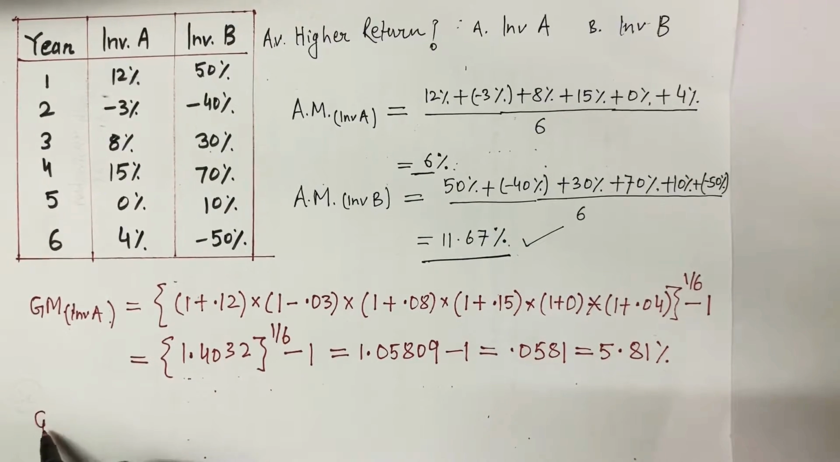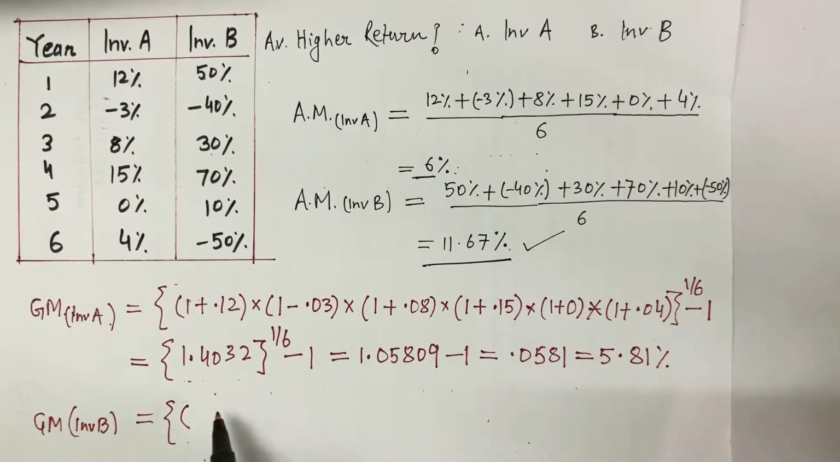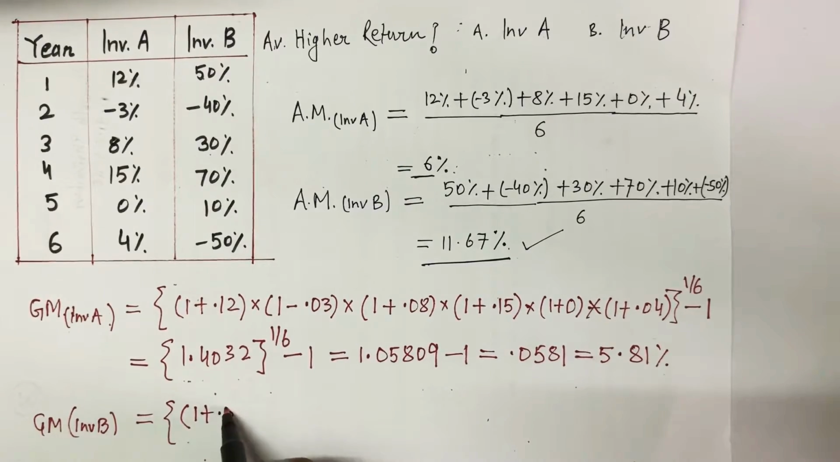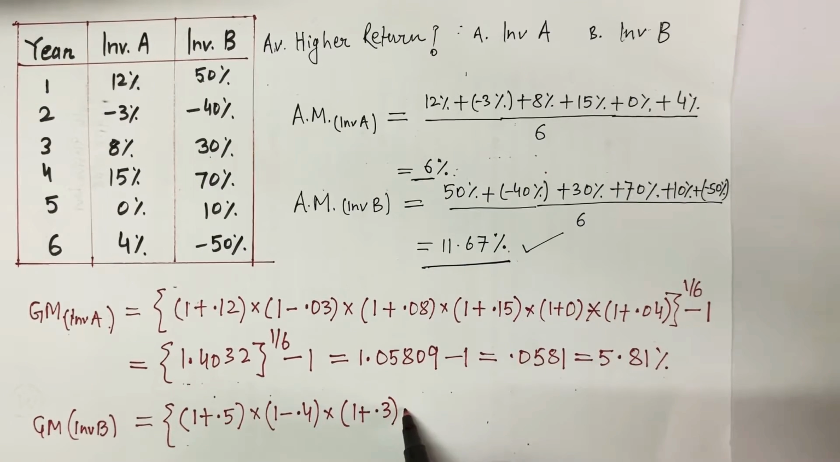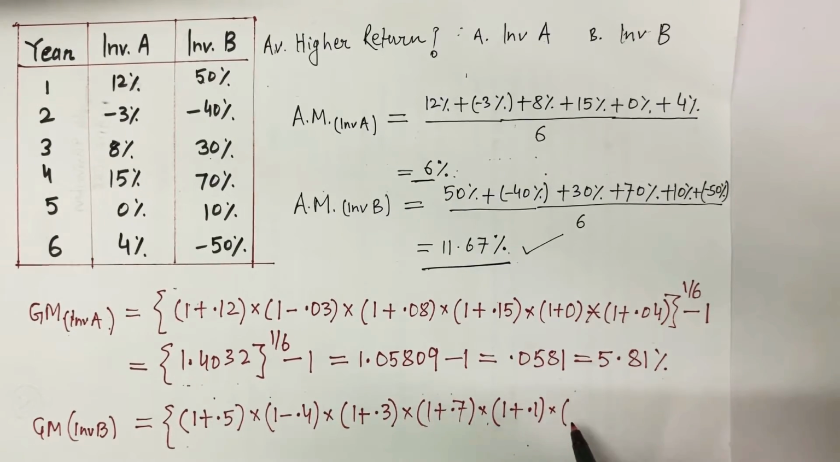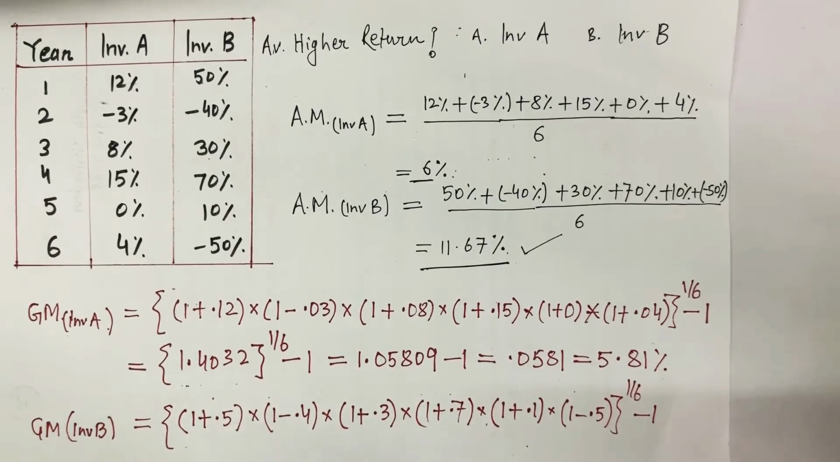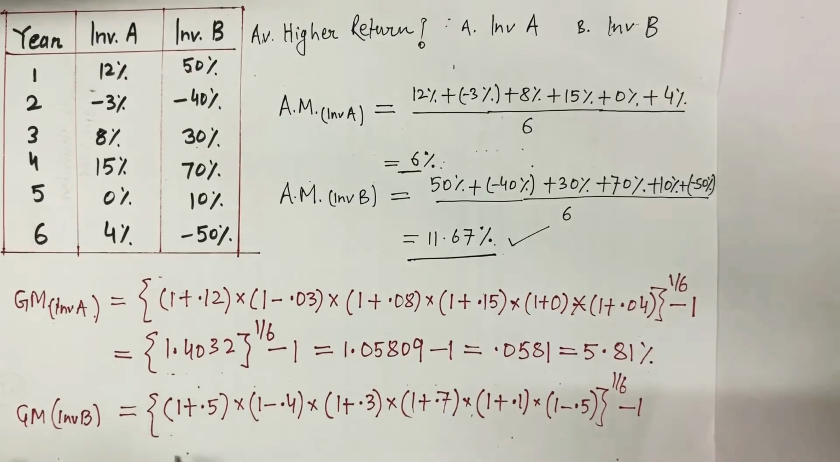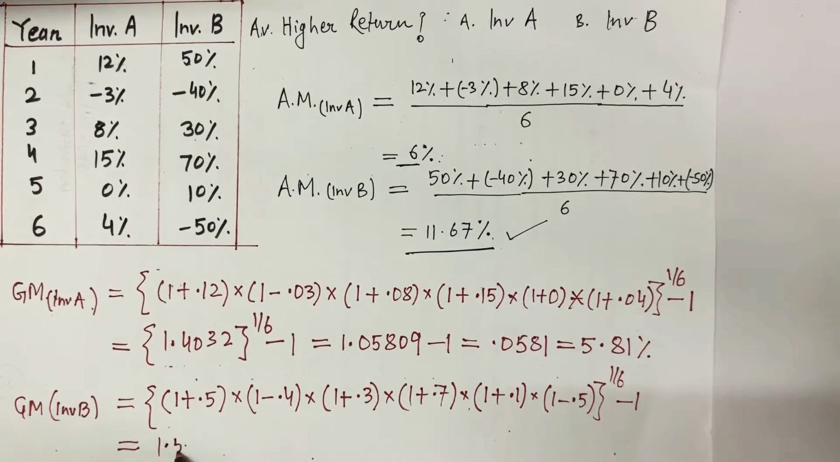Now in the same way I'm going to calculate the geometric mean for investment B. It is going to be 1 plus 50%, which is 0.5, times 1 minus 40%, so it is minus 0.4, times 1 plus 30%, which is 0.3, times 1 plus 70%, which is 0.7, times 1 plus 10%, that is 1 plus 0.1, and then the last return is minus 50%, so it is going to be 1 minus 0.5, raised to the power 1 by 6 minus 1. Now if I calculate the same way, which I explained a moment before, you can refer to the first part of it, then I get the geometric mean as 1.51%.